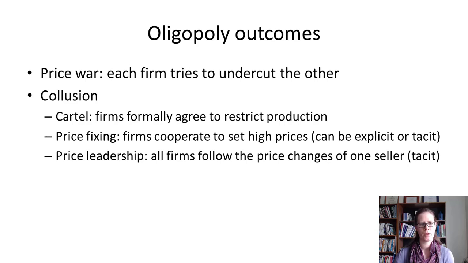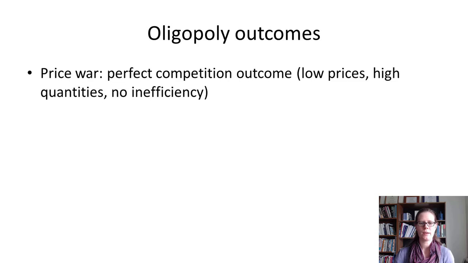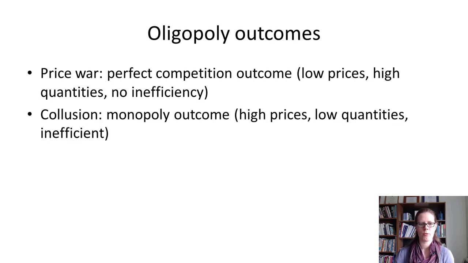So just to sum up the possible outcomes in an oligopolistic market, if firms end up engaging in a price war, we actually get the perfect competition outcome. Prices are driven right down to marginal cost, the quantity sold is high, and there's no inefficiency. But if firms end up colluding in some fashion, we get something closer to the monopoly outcome. And how close we are to that outcome depends on how effectively the firms collude. So prices tend to be high, quantities traded are low, and the market's inefficient because of the deadweight loss that comes from selling a lower quantity compared to perfect competition.